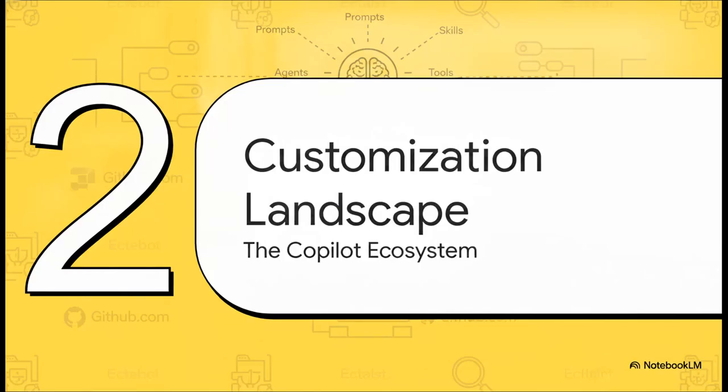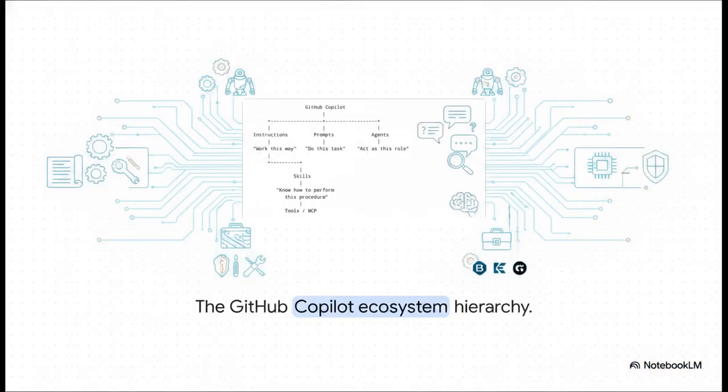Moving on to Section 2, the customization landscape and the Copilot ecosystem. We're looking at an entire macro ecosystem right now. It branches from really broad instructions that dictate how to work, all the way down to highly specialized agents and skills that tap into external capabilities. Let's break these down one by one so it makes perfect sense.